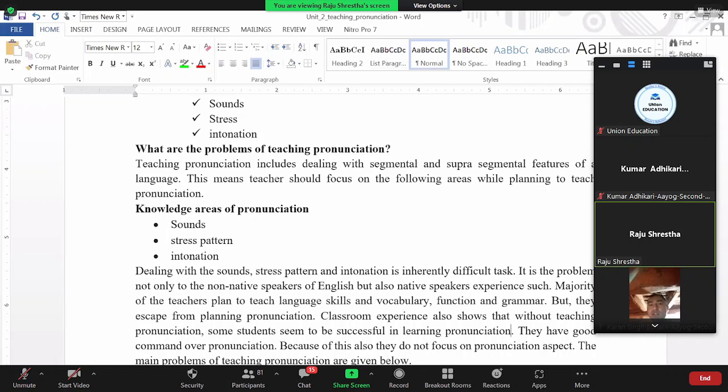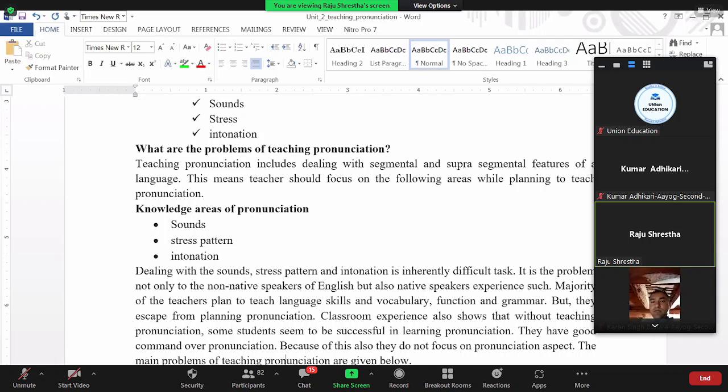That is one reason for not teaching. The other is that they are inherently difficult, very difficult qualities to deal with: intonation, stress pattern, sounds. Because of this they do not formally teach. Some students have good command over pronunciation, so because of this also teachers do not focus on the pronunciation aspect.